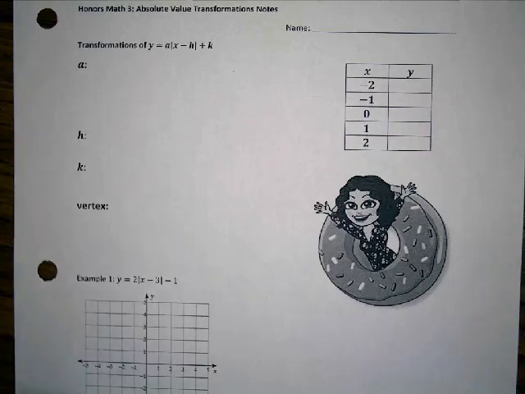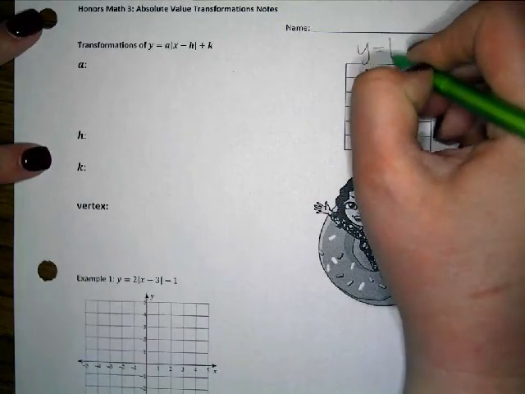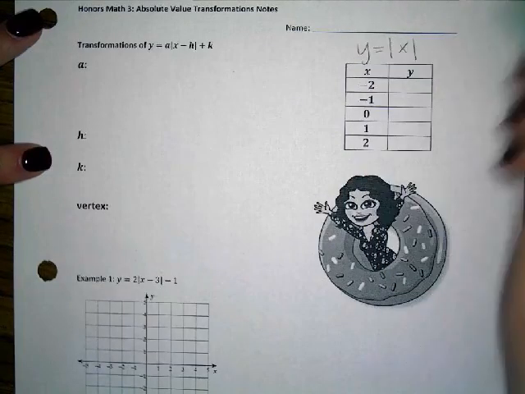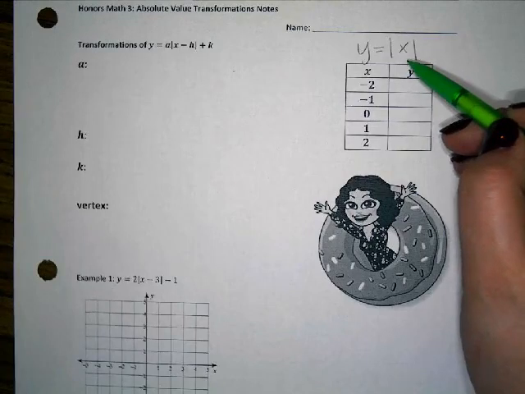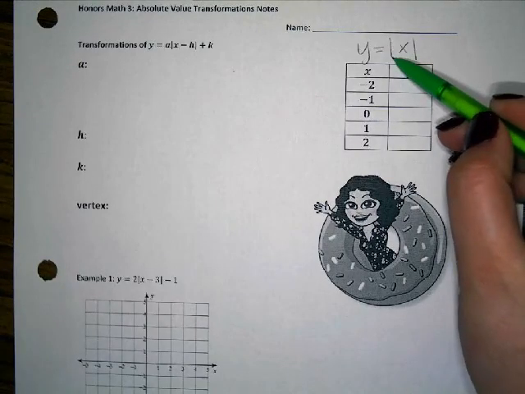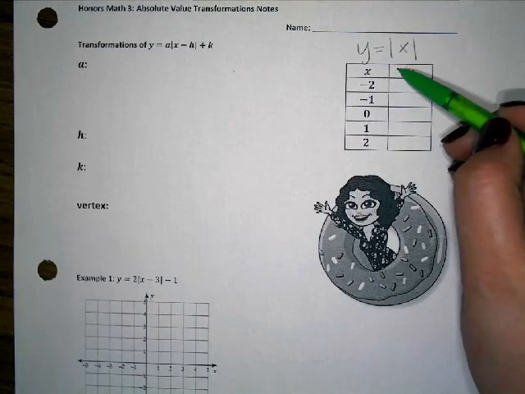So here is what I want you to type into Desmos. The first thing that we're going to do is write y equals the absolute value of x. Absolute value functions are what we are studying next. So these are straight lines. They're not parentheses. They're straight up and down.